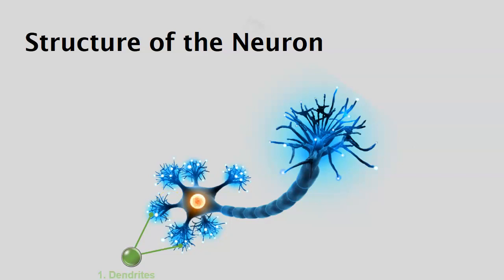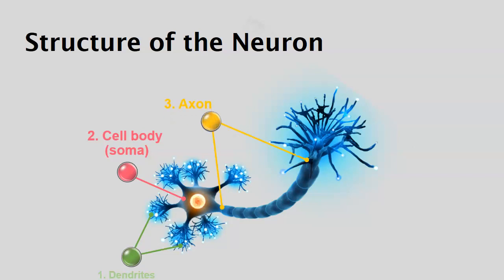Once the dendrites receive the message, it's then going to send the message down to the cell body, also called the soma. The cell body is going to contain the cell nucleus, have DNA in it. It's also going to regulate and control the cell's growth and reproduction.